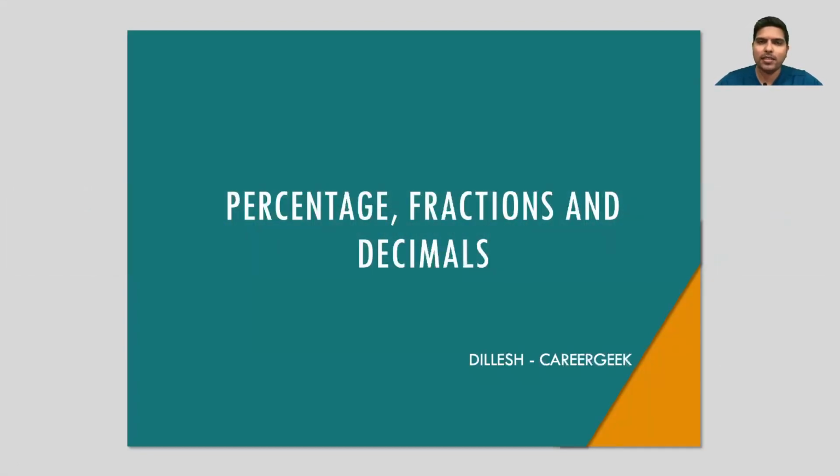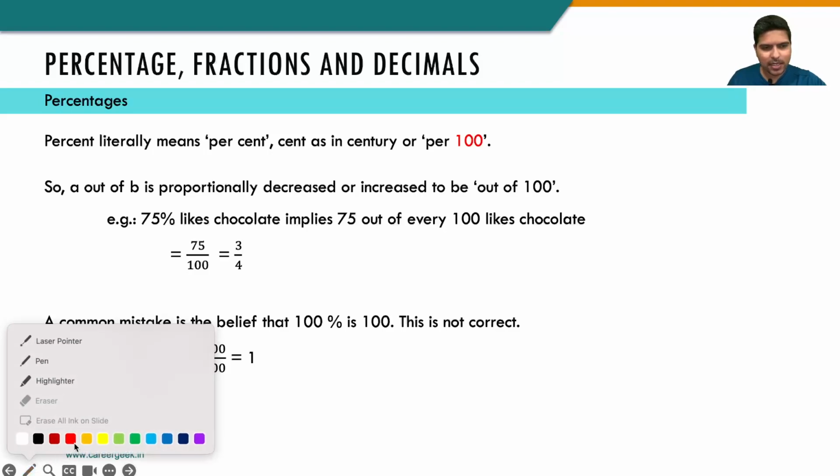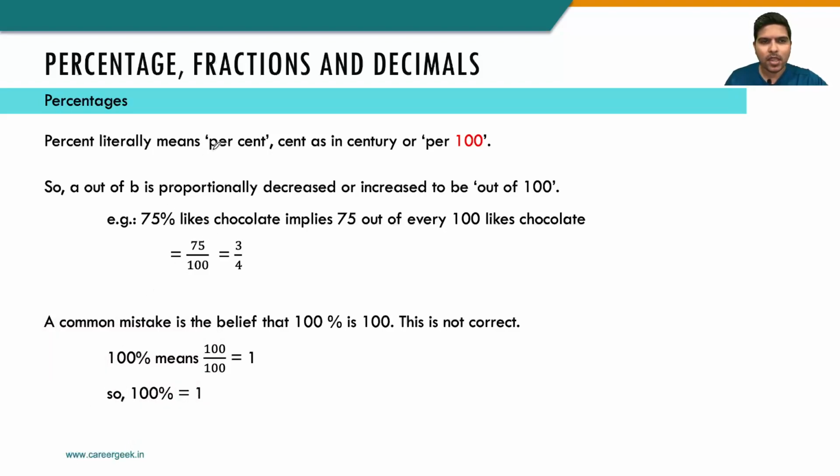Hi, so let's discuss percentages, fractions, and decimals and how they can be used interchangeably, along with a few questions. Okay, the first definition is percentage. Now, what is percentage? Percentage means percent. Okay, per cent. So this is where the definition has come from.